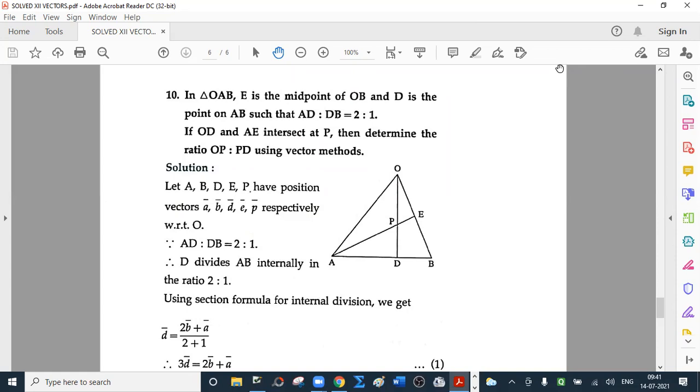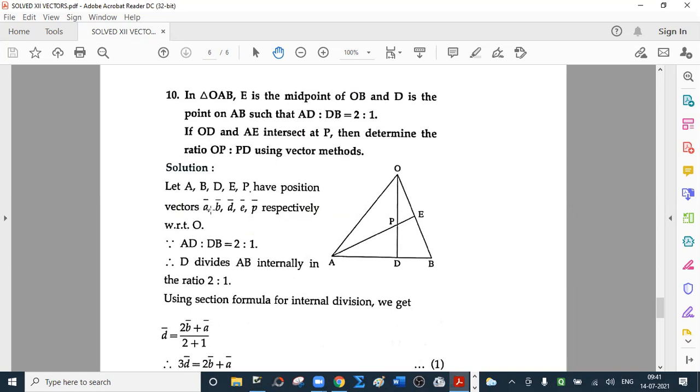In triangle OAB, E is the midpoint of OB and D is the point on AB such that AD is to DB equal to 2 is to 1. If OD and AE intersect at P, then determine the ratio OP is to PD using vector method. Now, as this point is given as O, why not to take this as origin? So that position vector of O with respect to origin will be 0 bar.